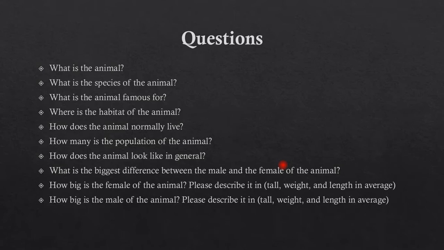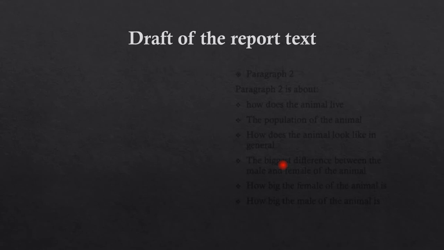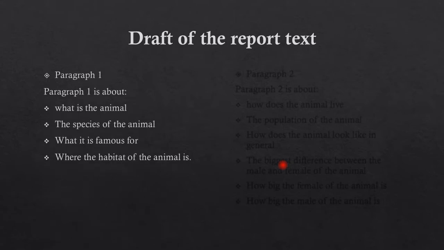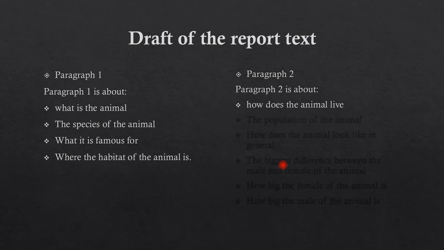Okay? And what you will write is, I will give you the draft of the report text. A really simple draft based on those questions. Paragraph 1 is about what the animal is, then the species, what it is famous for, and then where the habitat of the animal is. And in paragraph 2, it's normally about the descriptive things of the animal that you are going to describe.